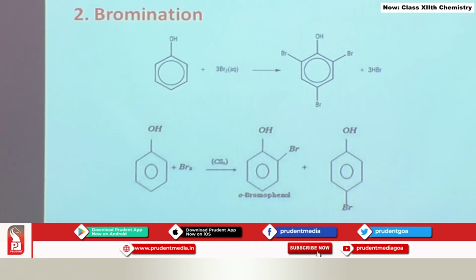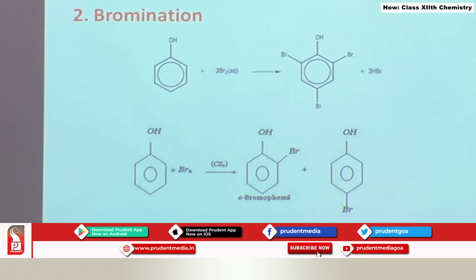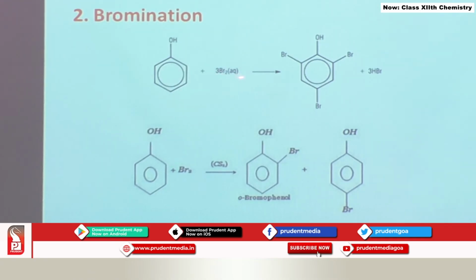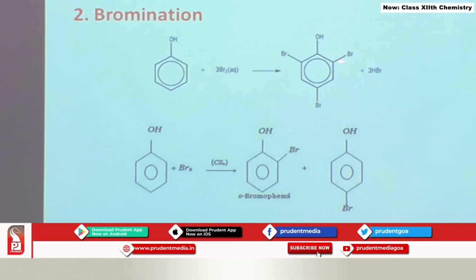Bromination. To carry out bromination, solvent plays a very important role. If you carry out bromination under aqueous condition, all the three positions, 2 ortho and 1 para, are replaced by bromine, and you are going to get 2,4,6 tribromophenol. Whereas, if you are using carbon disulfide as a solvent for bromination, then you are going to end up with two products, orthobromophenol and parabromophenol.